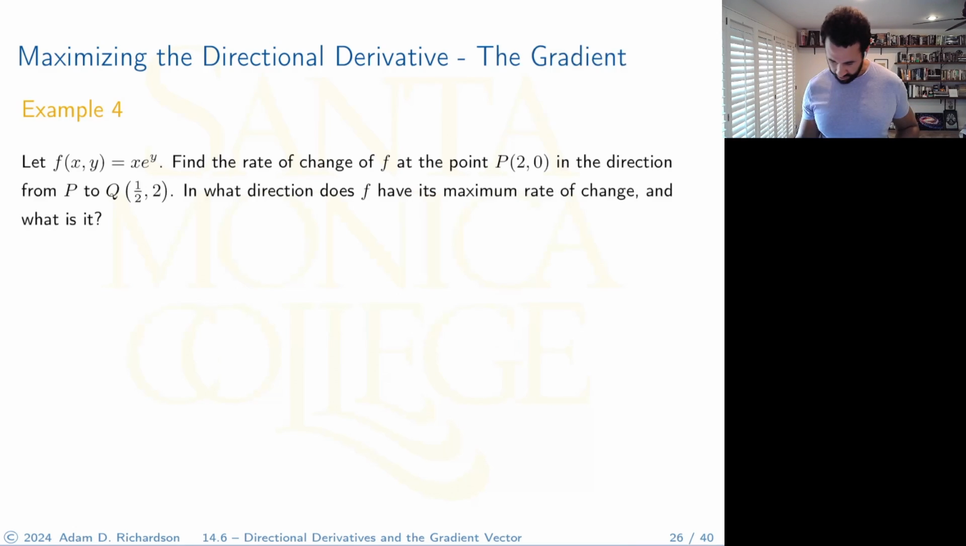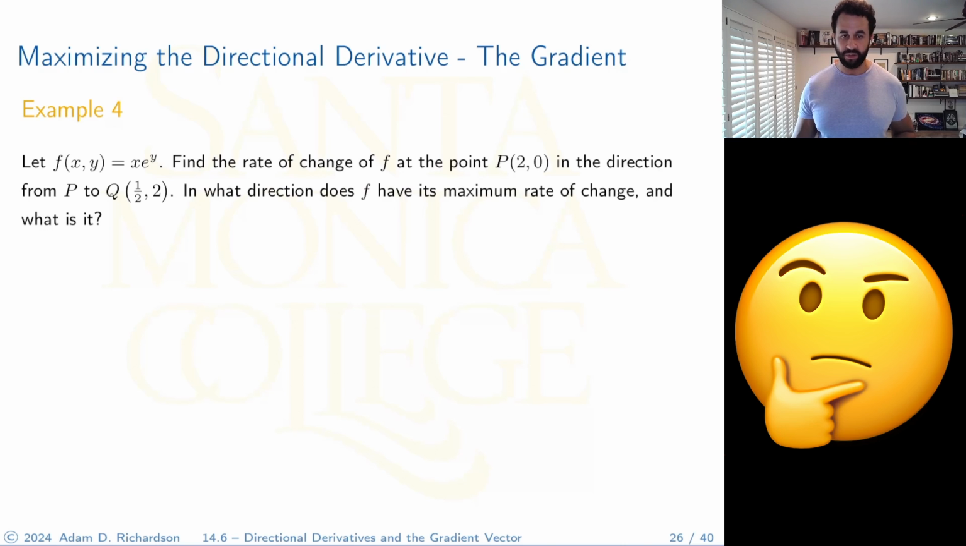Okay. All right. So now here's another one that I want you to try on your own, and then we'll do it together. Let's let f equal this function. And I want you to find the rate of change of f at the point 2, 0 in the direction from the point 2, 0 to the point 1/2, 2. And then I'll ask you, what direction does f have its maximum rate of change, and what is that maximum rate of change? All right, so ponder this for a minute.